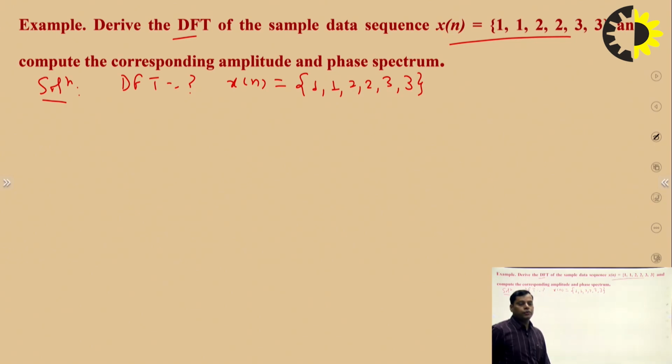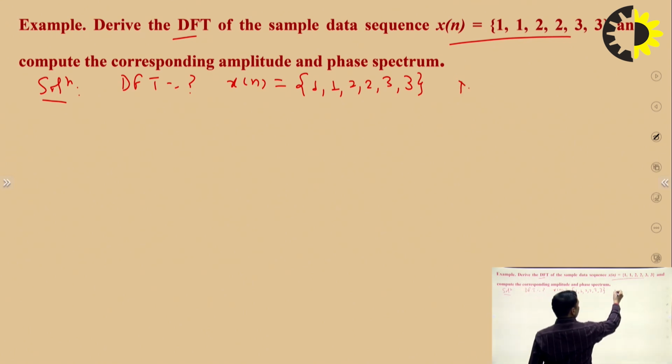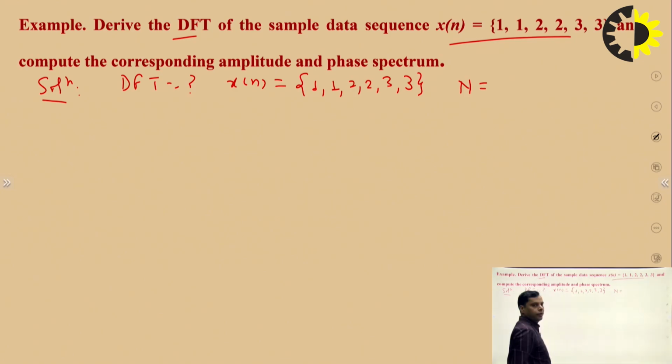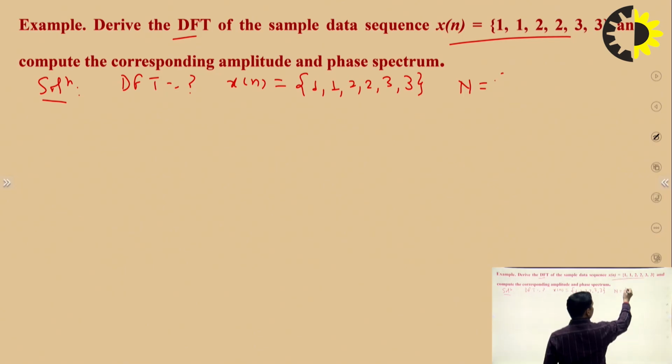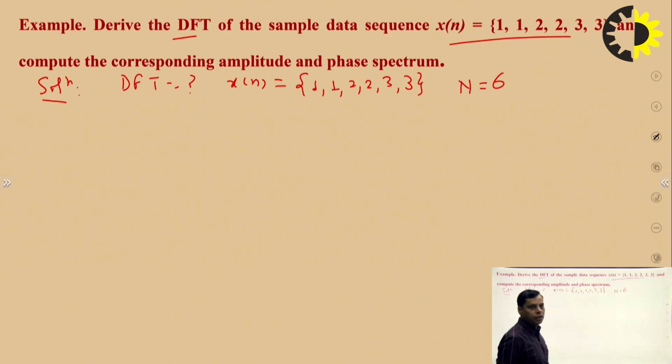Okay. So, first of all, that is a sequence. We have to apply the equation. We have to calculate the value of the DFT. So, first of all, note what is the value of this N-point DFT? What is the value of N? The length of the sequence is a total of 6 elements, as given here in the sequence. So, the length will be 6. The value of N will be 6.